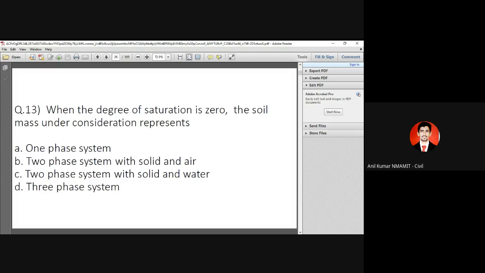When the degree of saturation is 0, that means S is equal to 0. Anusha is saying B. Next. Anusha, you have to answer again, from next to last, after everyone has answered. Let's start. Next one. One person is giving me answer as B. Think and give me an answer. Okay, you have to think properly and then only you have to give me an answer.